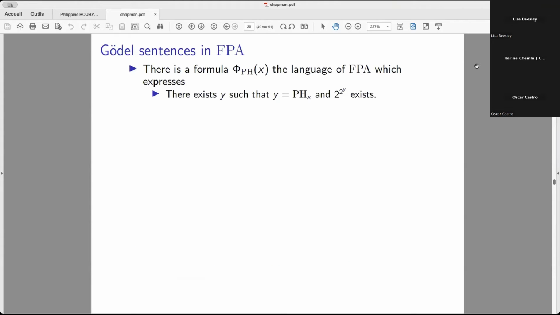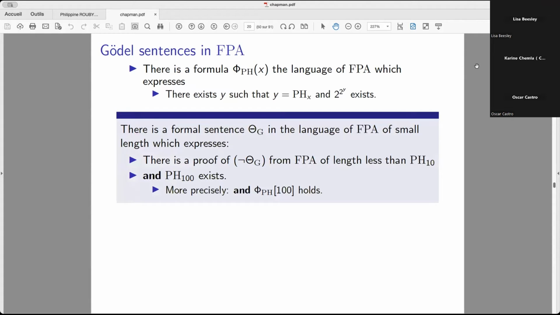Well, the way you deal with this is by Gödel sentences. So there's a formula in the language of FPA that asserts that the Paris-Harrington number exists for a specific input. What the formula says is there exists y such that y is PH sub x, and then you have to give yourself enough room to certify, so you add a few exponentials. So there's a formula that we can use to interpret in the language of FPA whether a specific Paris-Harrington number exists or not. Nothing deep here.